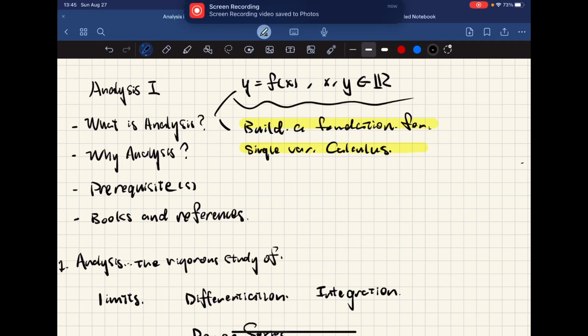Welcome to Analysis 1. This course is part of an online math program with the goal to provide a video resource for people who would like to supplement their formal course in school or just to teach themselves extra mathematics. So first of all, let's ignore the 1 over here and just ask the question, what is analysis?